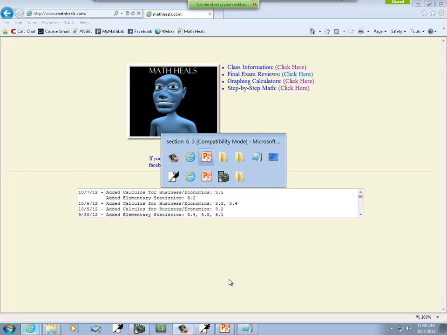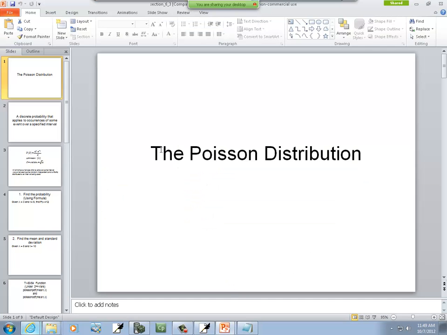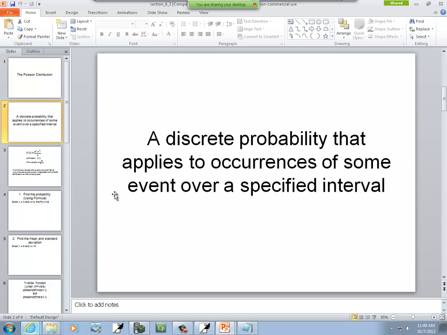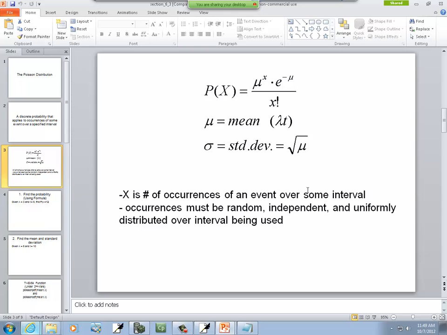Let's take a look at the Poisson distribution. This is a discrete probability that applies to occurrences of some event over a specified interval. And this down here talks more about what those occurrences must be. Occurrences must be random, independent, and uniformly distributed over the interval being used. So you have a constant flow coming in, whatever that might mean.